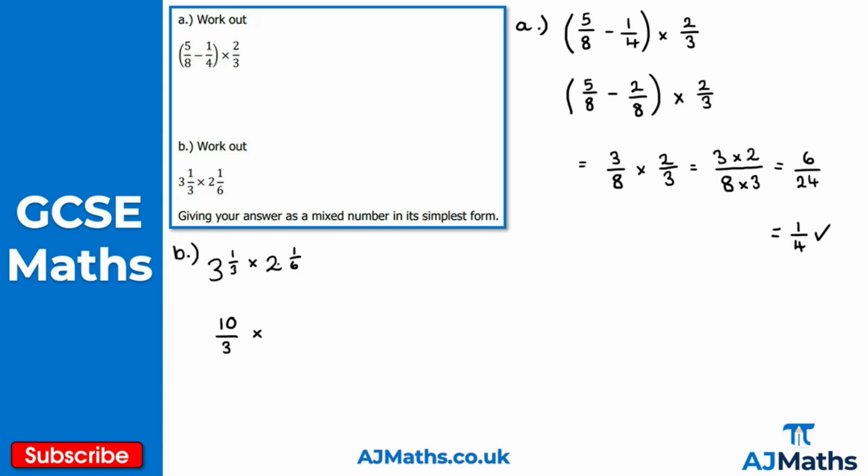Then we times this by 2 and 1 over 6. So again, we need to convert this now. We take the whole number, 2, times it by the denominator. So 2 times 6 is 12. Add on the numerator now, so that would give me 13 over 6.